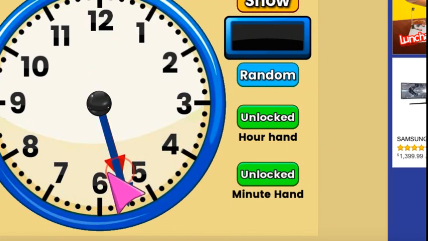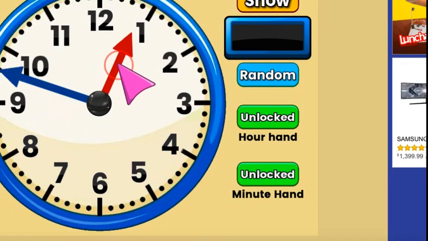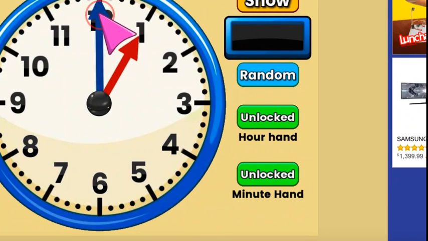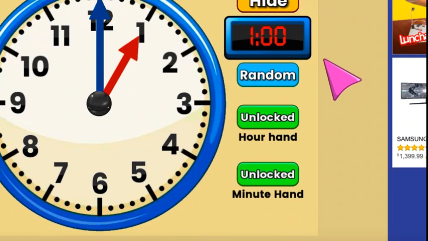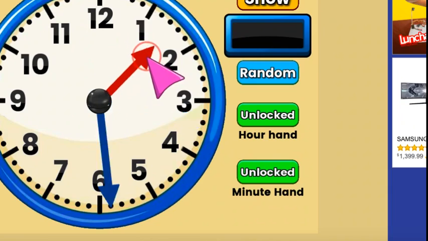Ready? What time is this clock showing? Let's double check your answer. Did you say 1 o'clock? If you did, congratulations, you got it right. All right, last one we're going to try together.